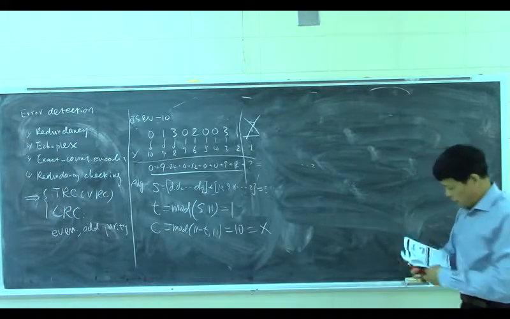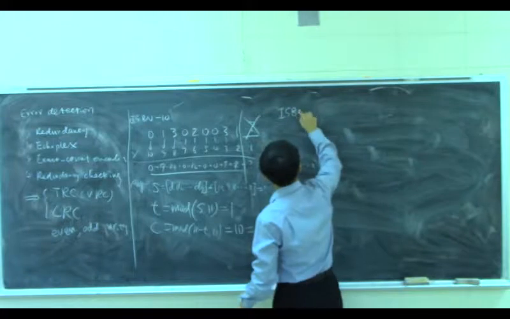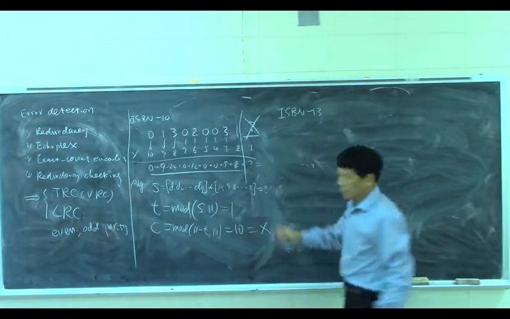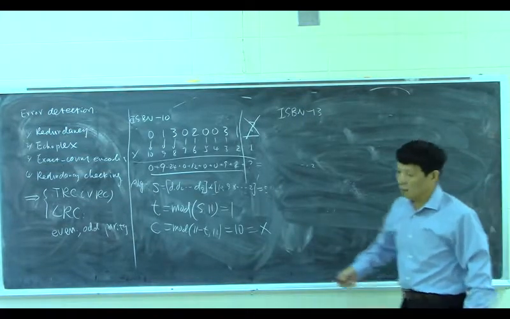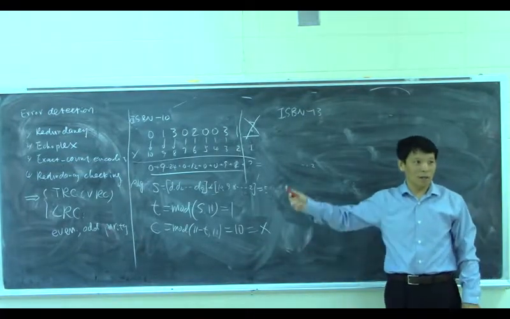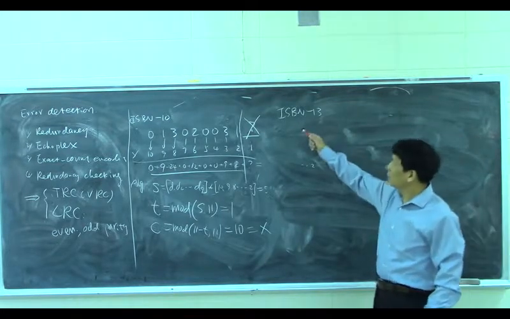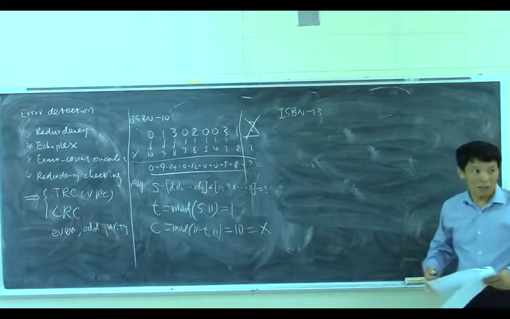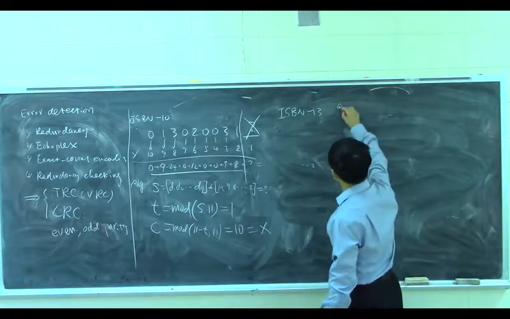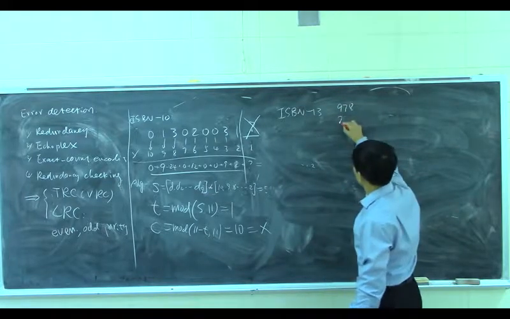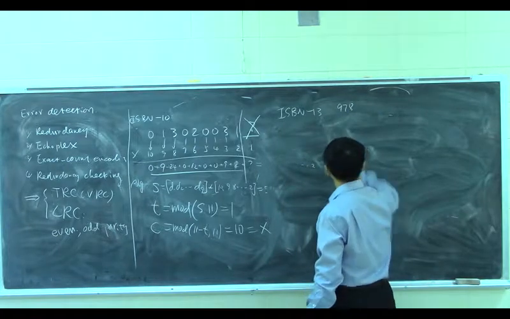Well, next one will be ISBN 13. Because the number of publications is getting larger and larger, maybe ISBN 10 doesn't have enough numbers, so they are going to convert into ISBN 13. Now for ISBN 13, the first three digits are either 978 or 979. So only these two options so far.